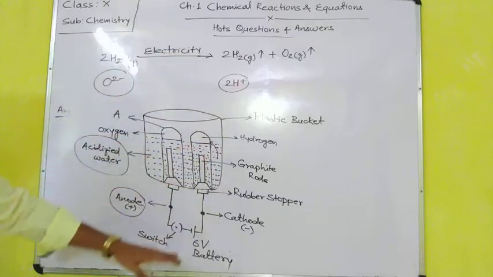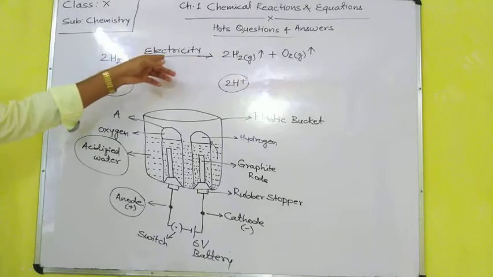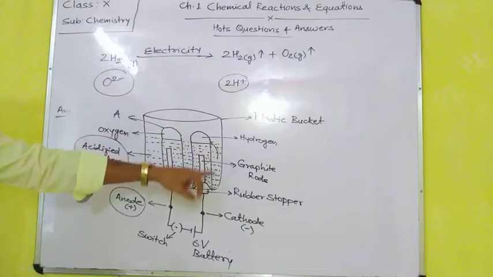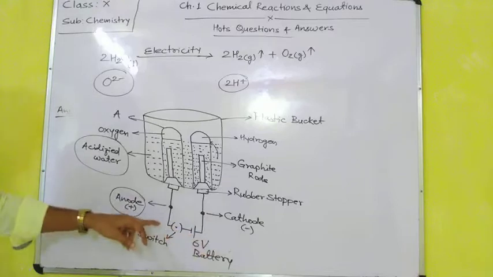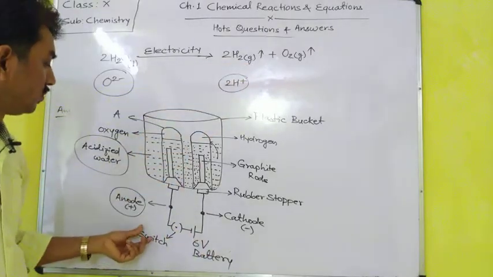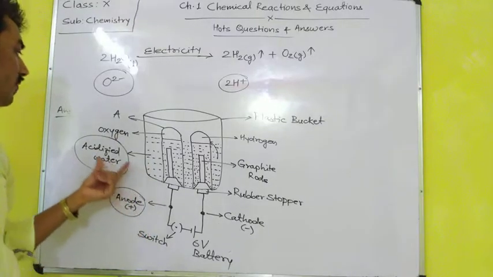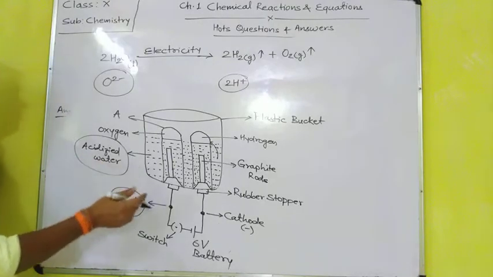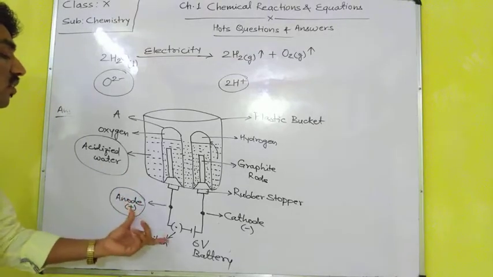So in this way we arrange all the apparatus, and by passing electricity the water molecules break down into hydrogen gas and oxygen gas. Hydrogen gas moves towards the cathode, which has a negative charge, and oxygen gas moves towards the anode, which has a positive charge. We have to add acid in the water for the smooth conduction of current.